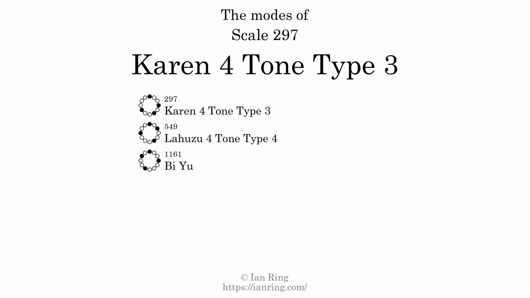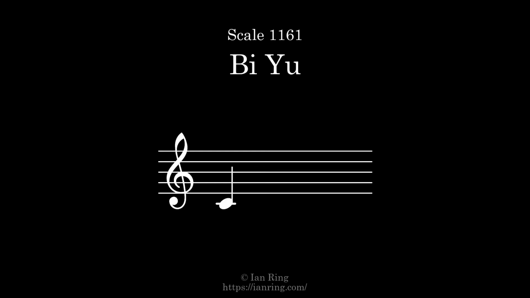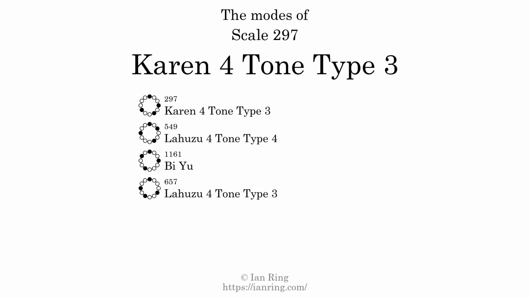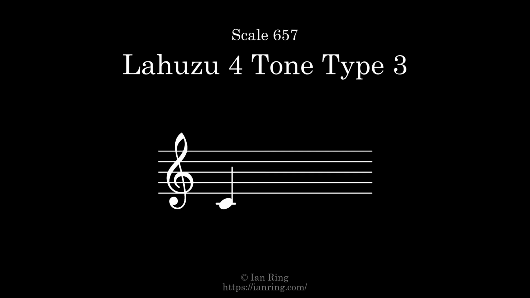The third mode is scale 1161, also known as Bu. It sounds like this. The fourth and last mode is scale 657, also known as Lahusen 4-tone type 3. It sounds like this.